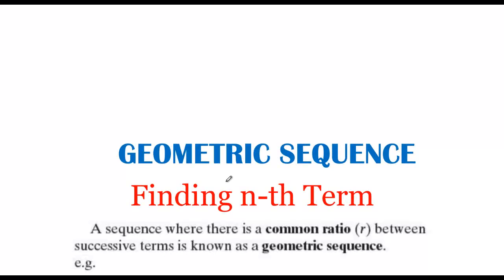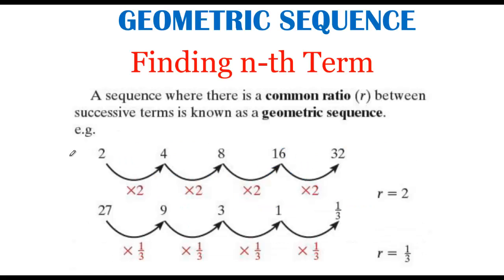Finding the nth term of a geometric sequence. Look at this sequence: 2, 4, 8, 16 and 32. You can observe that each successive term of the sequence is obtained by multiplying the previous term by 2.